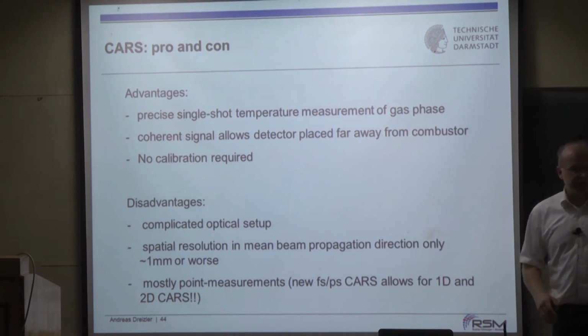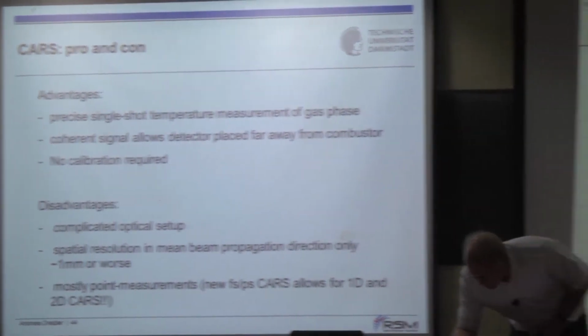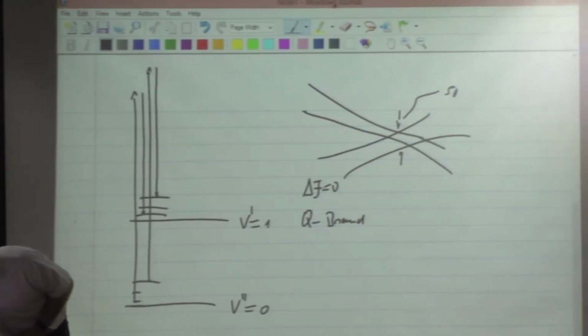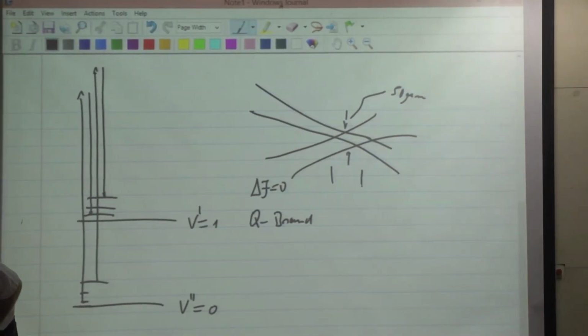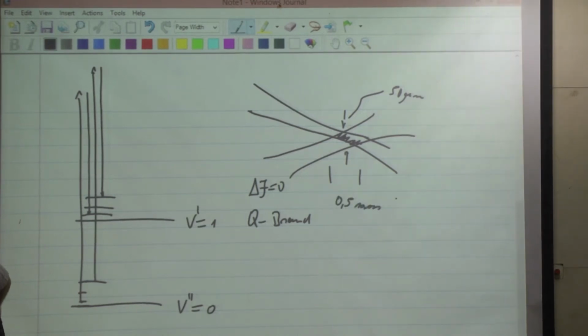The spatial resolution in beam direction is not so good, because if you look at these intersecting beams, you have these focal areas like this. I try to draw that like this. I draw only two beams, okay? Then in this direction, you can go as low as maybe 50 microns. But in this direction here, in this overlap region, you might be in the order of 0.5 millimeter or worse.